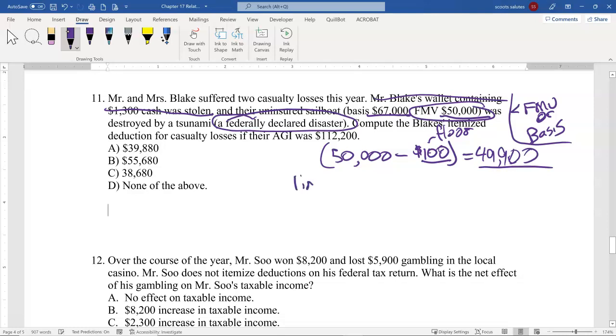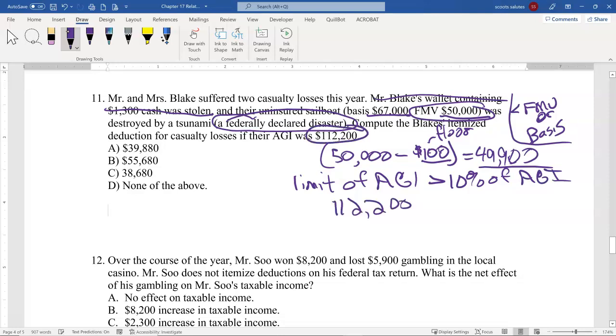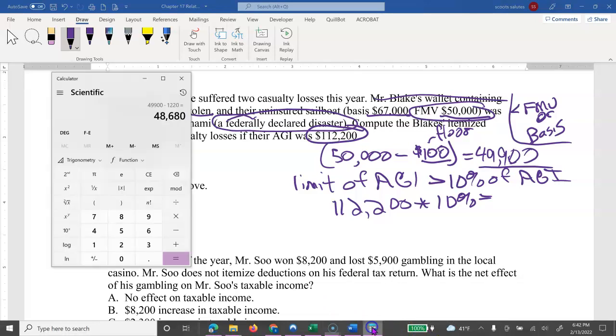Then we need to look at the limit of AGI. So it's anything over 10% of AGI. In other words, our AGI here is $112,200. We need to take that and multiply it by 10% to find out what we need to at least meet, right? So this amount is $11,220.